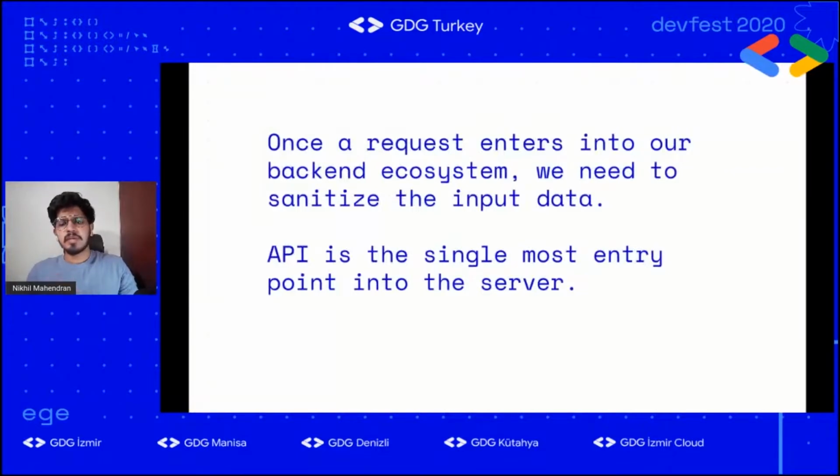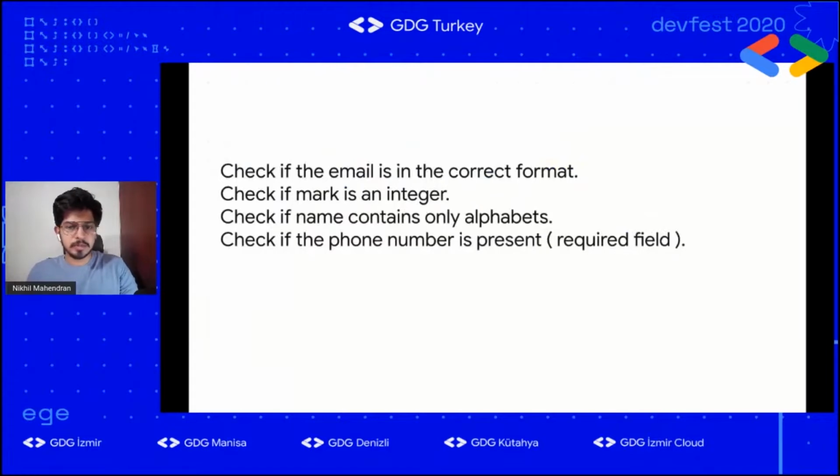So API is the single entry point to the server. So whatever data is coming into our server, we need to validate, whether it is in the right format. Let's look at a few examples of what kind of validation. We need to check whether email is in correct format, mark is an integer, name has only alphabets and no special characters, and phone number is present. So these are a few examples of validation we need to carry out.